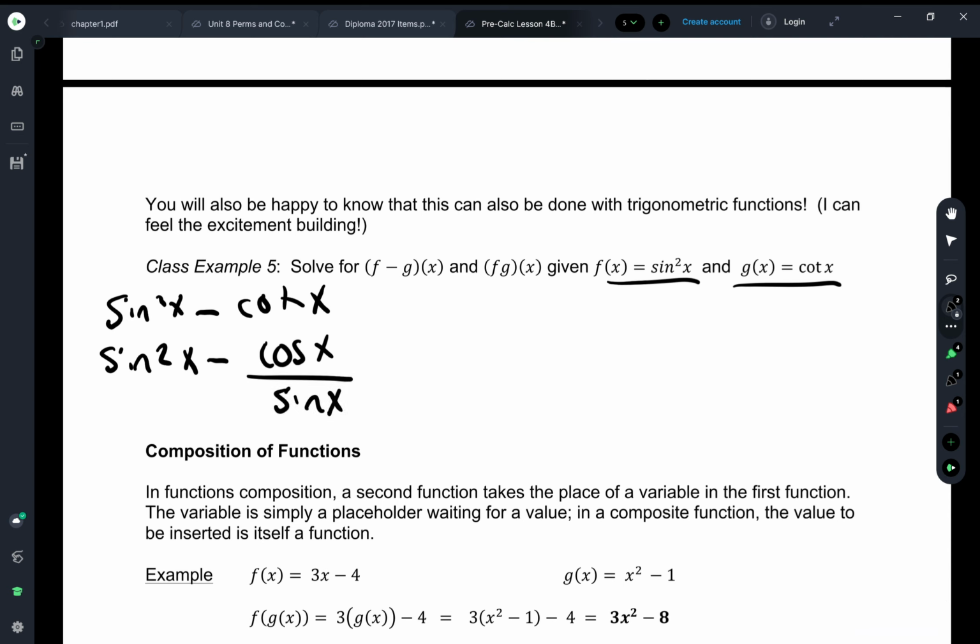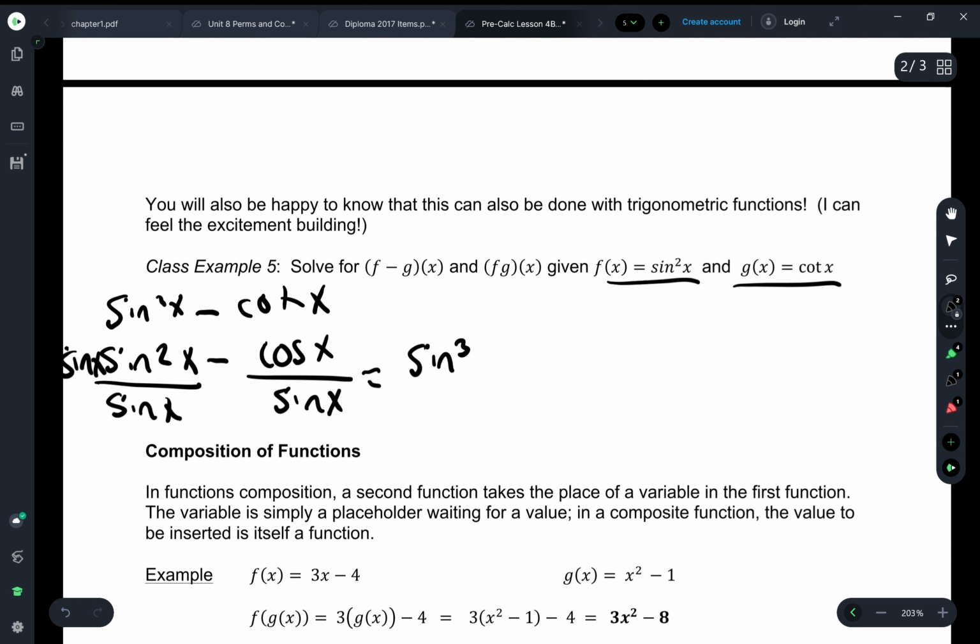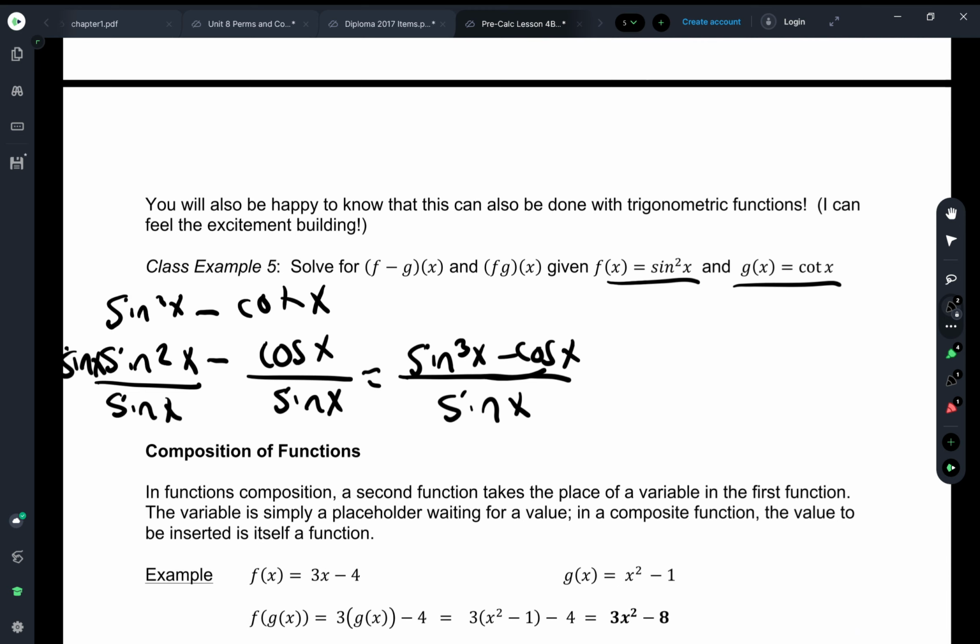So how can we get these as one fraction? We need to put a sine x down here and hit that with another sine x on top. Now you have sine cubed over sine x. It doesn't really go anywhere from here. It's just a matter of knowing you can do that. Sine cubed x minus cos x all over sine x is your putting-together piece. That's as far as you can go in that case.